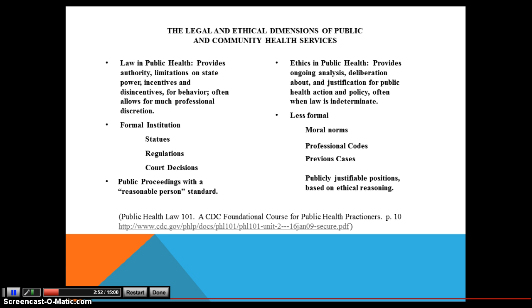Ethics in public health provide ongoing analysis, deliberation about, and justification for public health action and policy, often when law is indeterminate. It is a less formal institution. It's based on moral norms, professional codes, and previous cases. It's also based on publicly justifiable positions based on ethical reasoning.